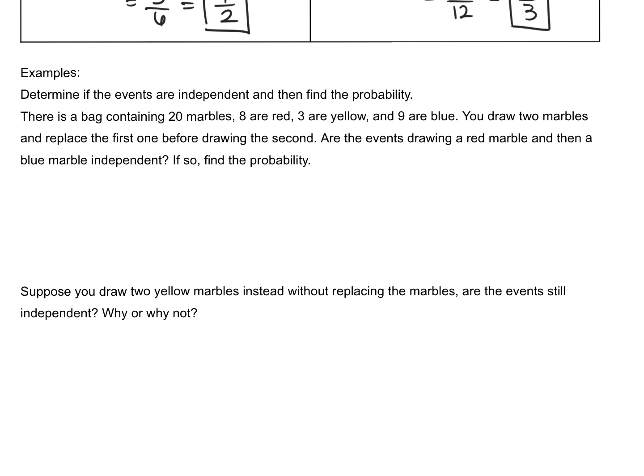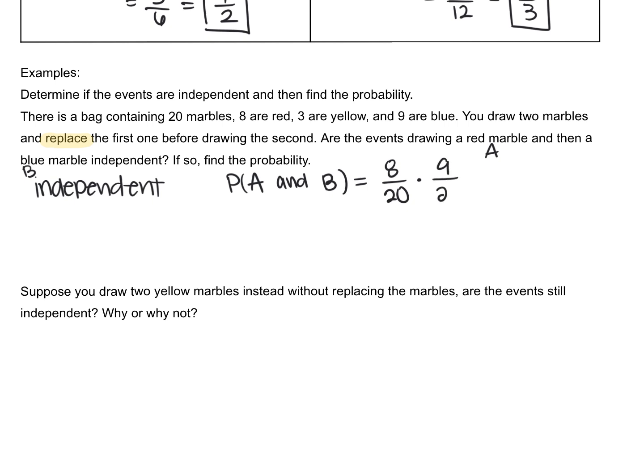So in this case, the key thing here is that we have replaced the first marble. So these are independent events because we have replaced. So I'm going to let the probability of drawing a red be A and then a blue marble be B. So the probability of A and B. So red marbles, there are 8, so 8 out of 20 times our blue marbles, 9 over 20, gives us 72 over 400, which does simplify because those are both even numbers. It becomes 9 over 50, which is 0.18. So about an 18% chance you draw a red marble and then a blue marble.